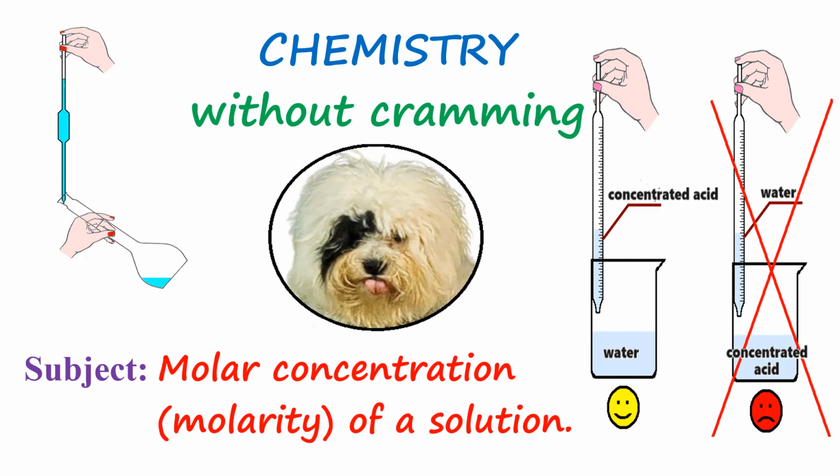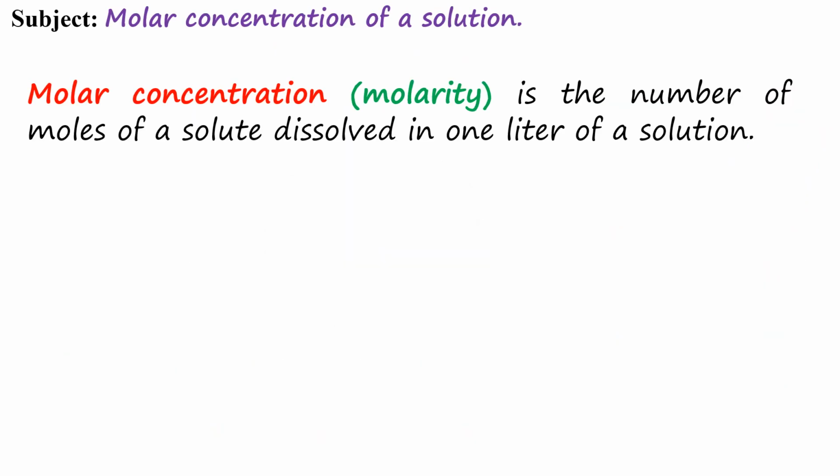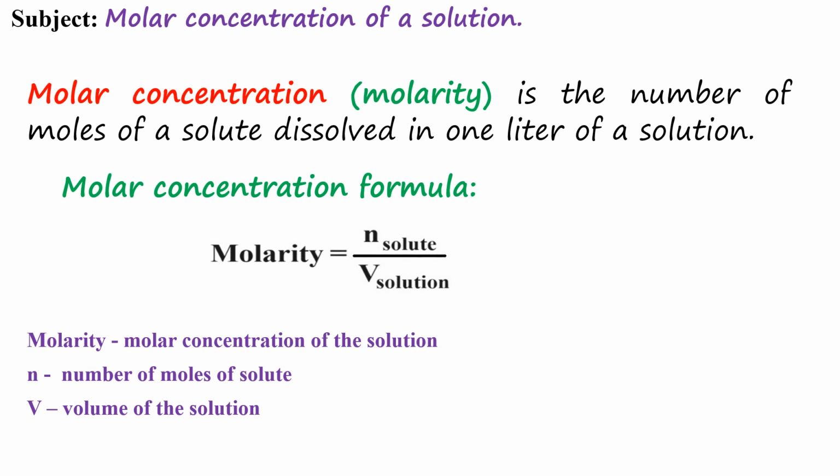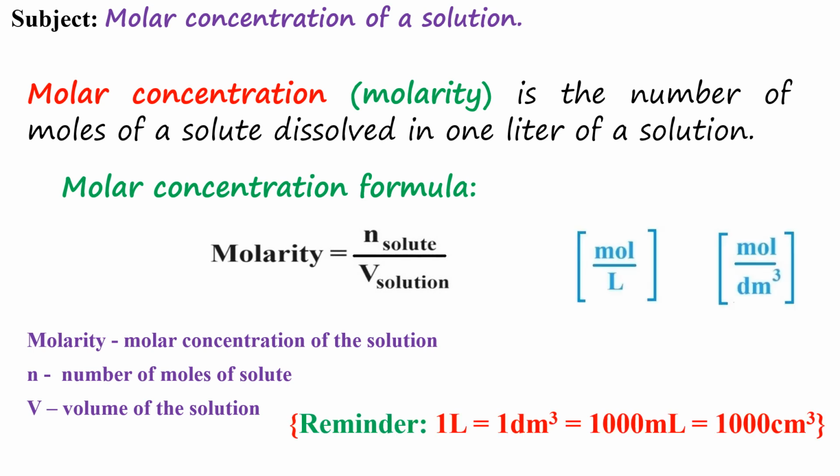Okay, let's start. Molar concentration, molarity, is the number of moles of a solute dissolved in 1 liter of a solution. Molar concentration equals the number of moles of solute divided by the volume of a solution. The unit used for this concentration is mole per liter or mole per cubic decimeter. I would like to remind you that 1 liter equals 1 cubic decimeter equals 1000 milliliters equals 1000 cubic centimeters.